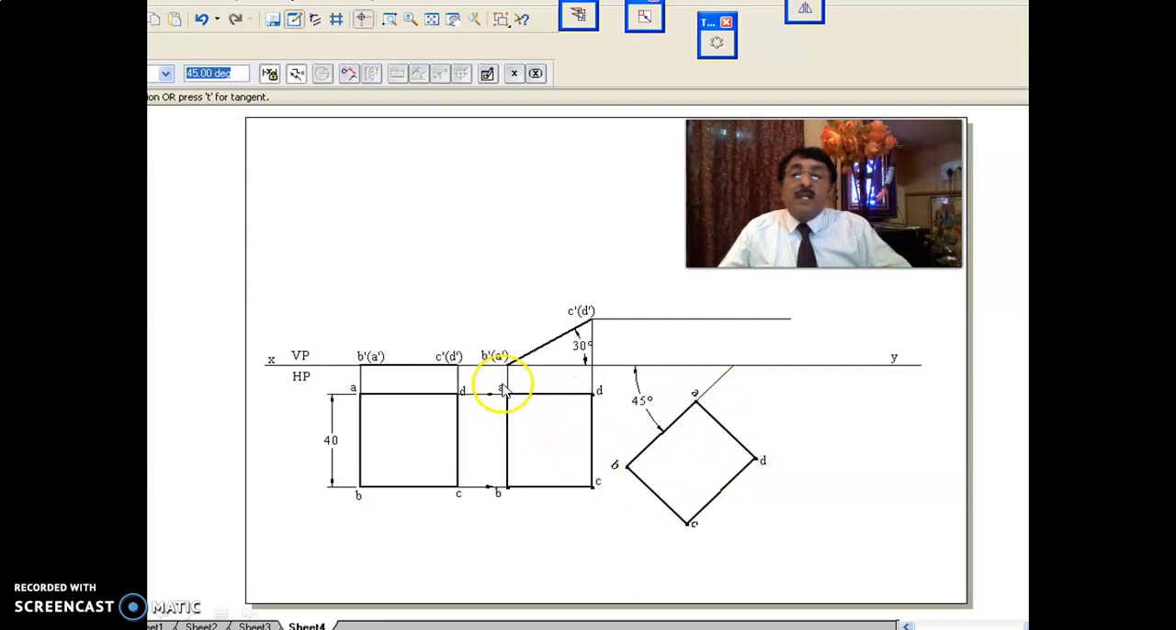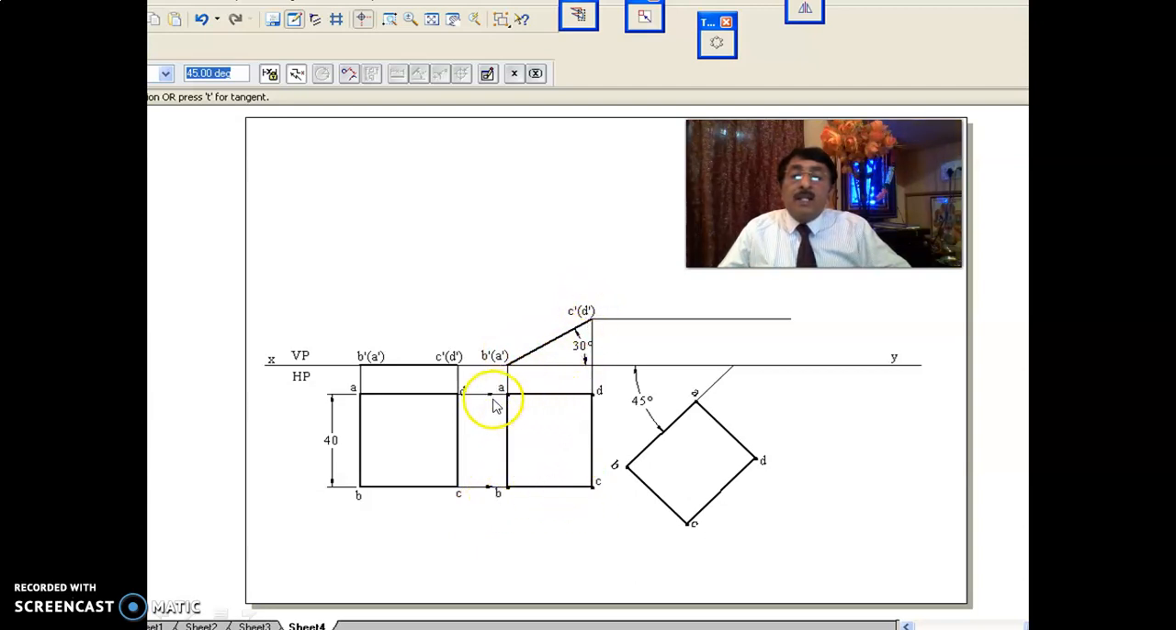As you are aware here, AB is parallel to HP, true length. CD also parallel to HP. AB in fact it is on HP only, true length. CD parallel to HP, true length. But if you observe here, this AD and BC, they are inclined to HP. They are AD and BC, they are inclined to HP.